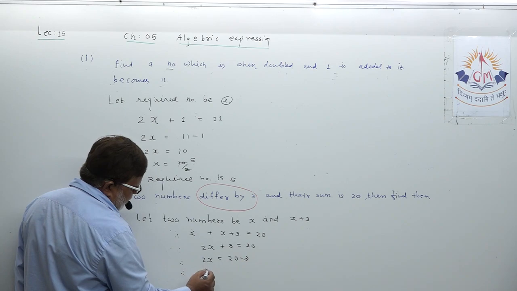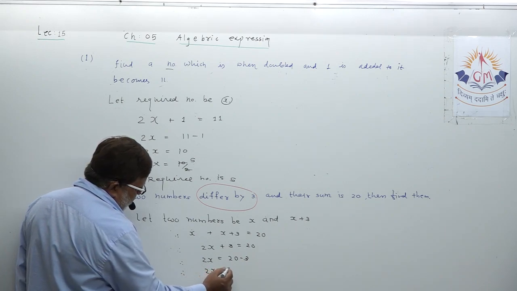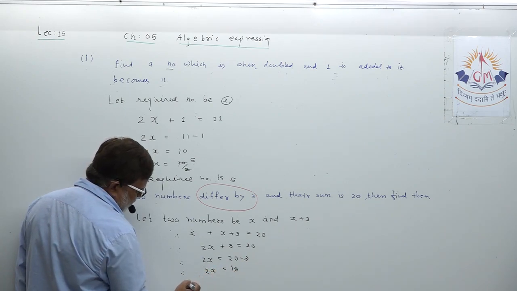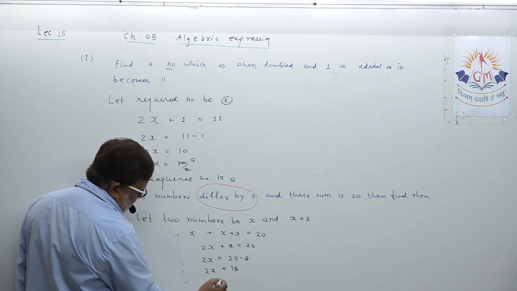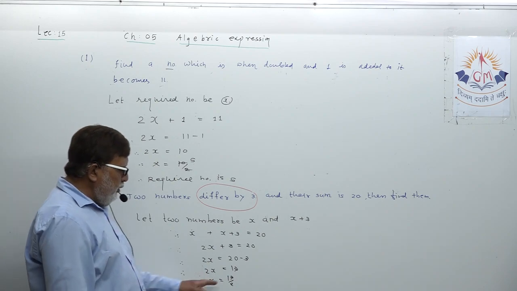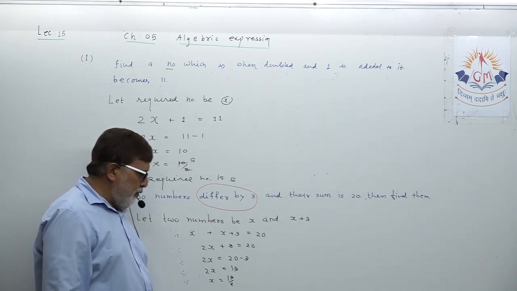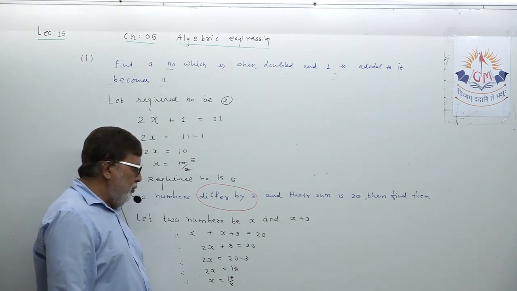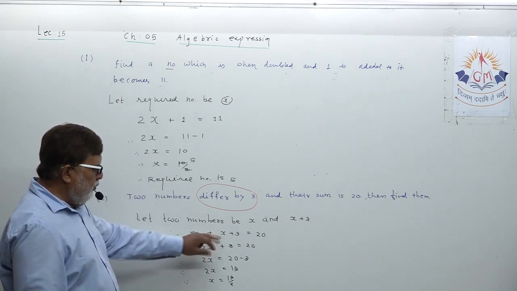20 minus 3, 2x equal to 17, x equal to 17 upon 2. No need to convert it in point. This is your answer. One number you got, you have supposed two numbers.